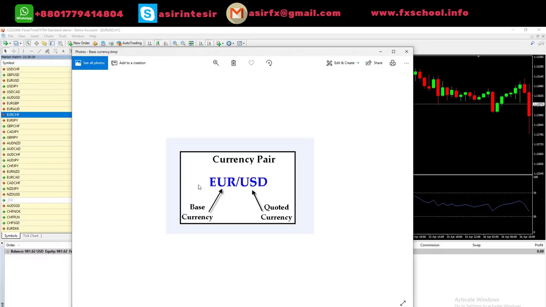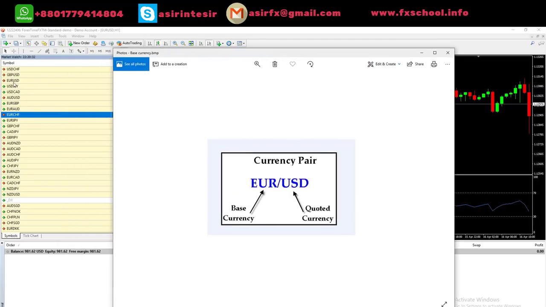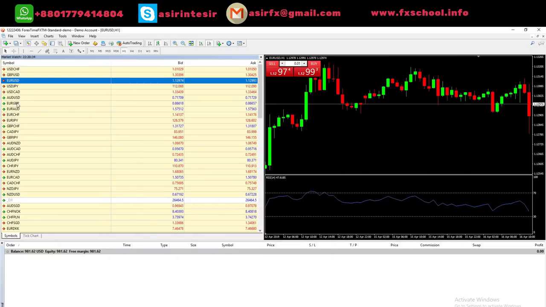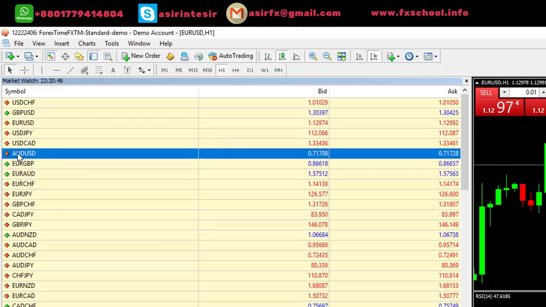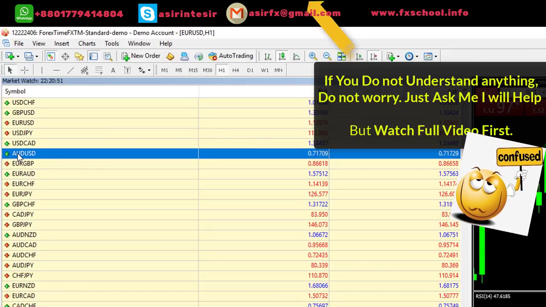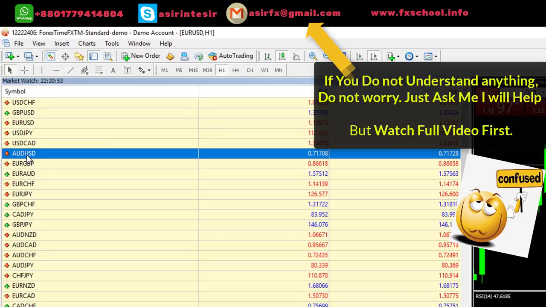So every time you see a pair, there will be two currencies. If I take an example like USD JPY, in that case USD is the first one, meaning the base currency, and JPY is the quoted currency or secondary currency. When you see the first name, like AUD USD, AUD is first, so AUD is the base currency and USD is the secondary currency. So the first one is every time the base currency.